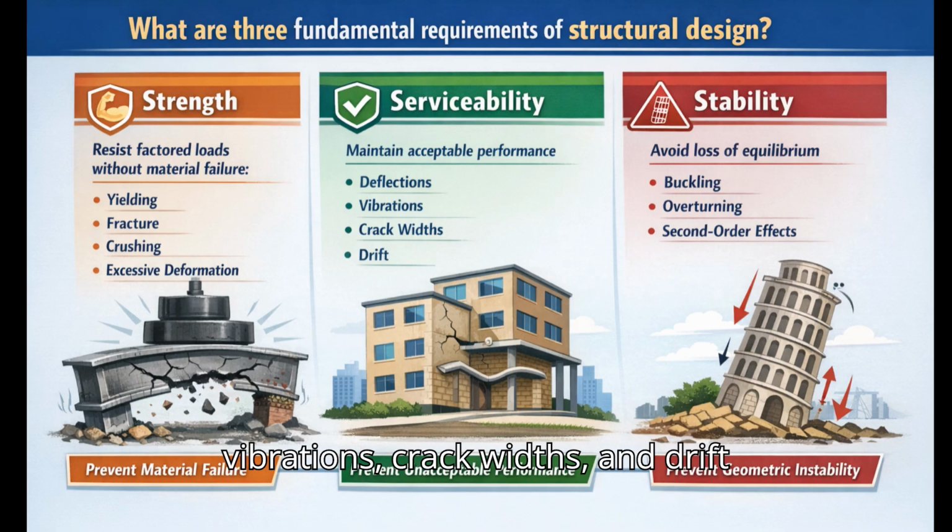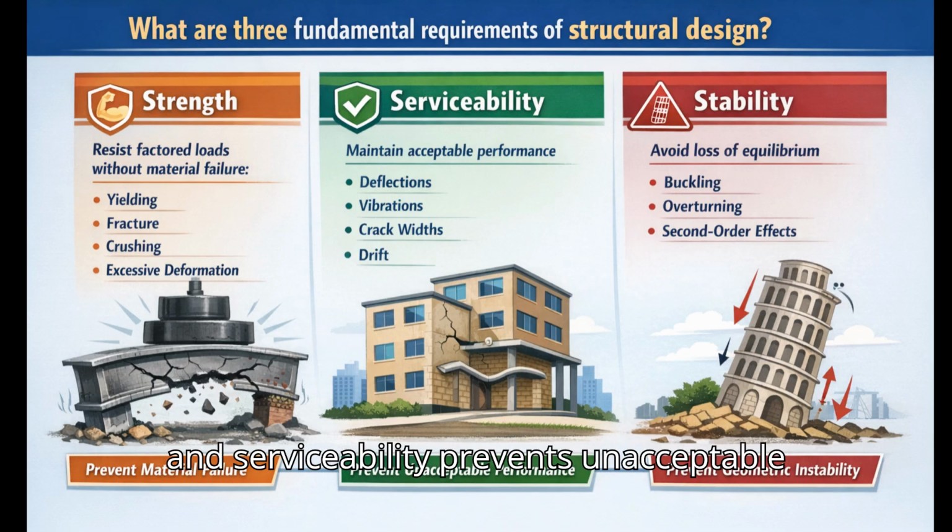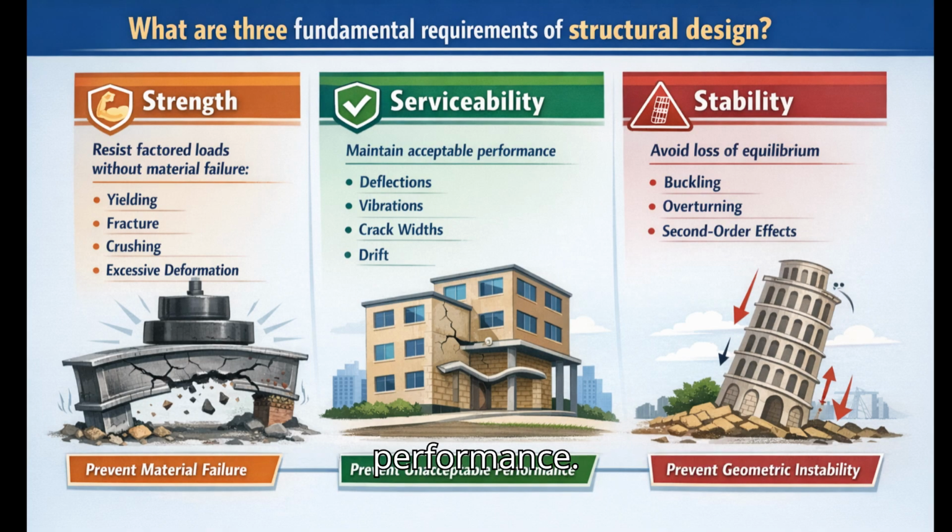2. Serviceability ensures deflections, vibrations, crack widths, and drift remain within acceptable limits under normal use. 3. Stability ensures the structure does not lose equilibrium through buckling, overturning, or second-order amplification effects. In summary, strength prevents material failure, stability prevents geometric instability, and serviceability prevents unacceptable performance.